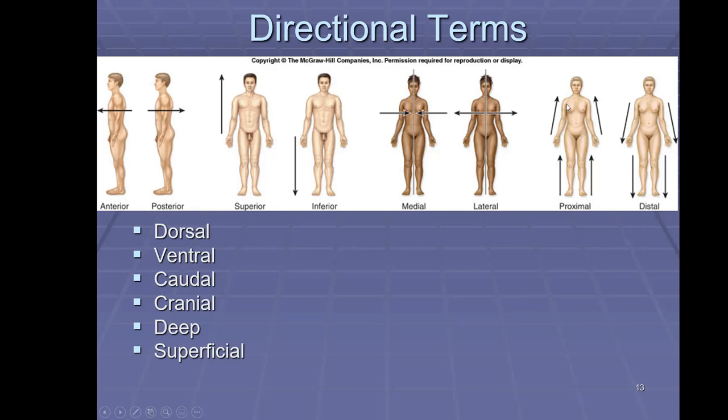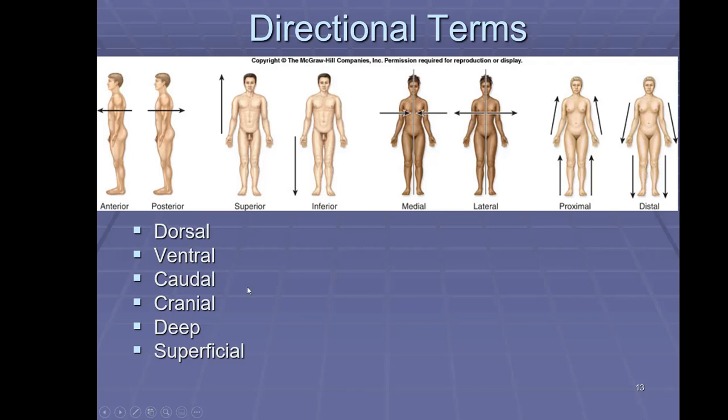Proximal and distal have to do with the limbs. For proximal and distal, there's a point of attachment, and that would be the shoulder for the arms and the hip for the legs. If something is more towards the point of attachment, it's proximal. If it's away from the point of attachment, it's distal. For instance, we could say the elbow is proximal to the hand because it's closer to the point of attachment. Or we could say the foot is distal to the knee because it's further away from the point of attachment.